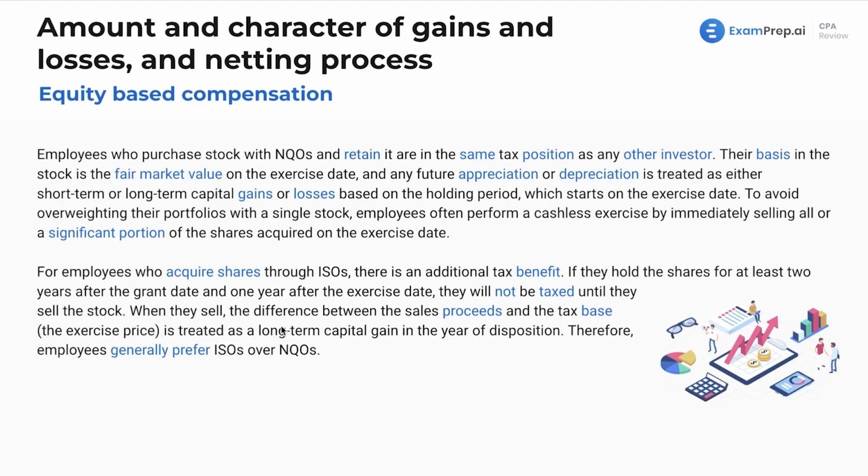When they sell, the difference between the sales proceeds and the tax base, which is the exercise price, is treated as a long-term capital gain in the year of disposition. Therefore, employees generally prefer ISOs over NQOs, as we've seen. Hopefully that makes sense by now. But I think it's a great way to go about it.